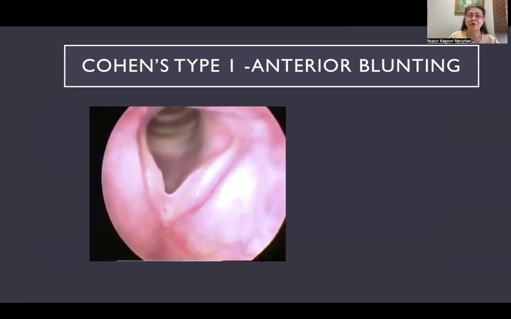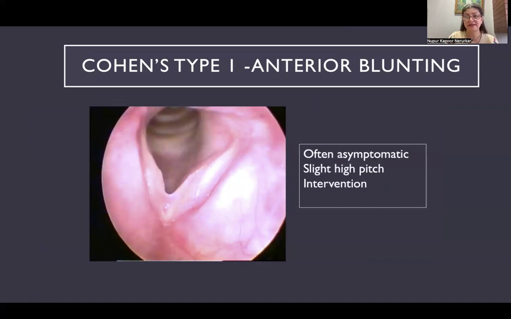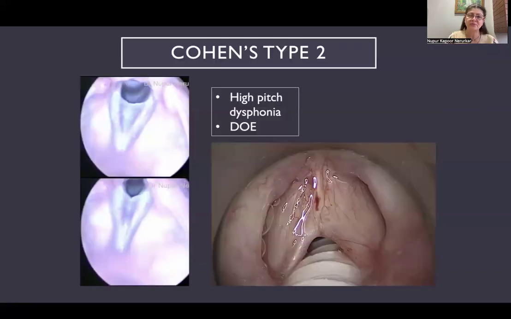Here is an example of a Cohen's type 1 with the anterior blunting seen. Often, as I mentioned, asymptomatic, slightly high-pitched voice may be present, and usually intervention is not recommended. With a Cohen's type 2 web, the patient usually has a high-pitched dysphonia. There may be a dyspnea on exertion occasionally, and we see here the anterior-posterior element is about 35 to 50%. And you see on the left-hand side of the screen that usually the vocal folds can be identified through the web, especially if it is thin.